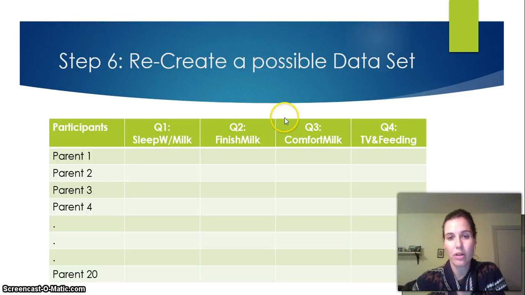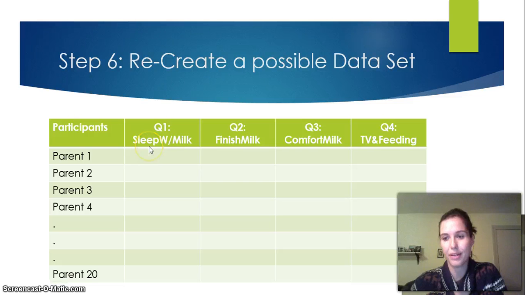And then I have 4 columns, and those 4 columns are based on each survey question that I came up with. So the first survey question was, do you put your baby to sleep with milk? The second was, do you always or do you try to have your baby finish the milk? The third question was, do you comfort your baby with milk, right? And then do you watch TV while feeding? So what I did, I really just created one column for each survey question, and you should do the same thing.